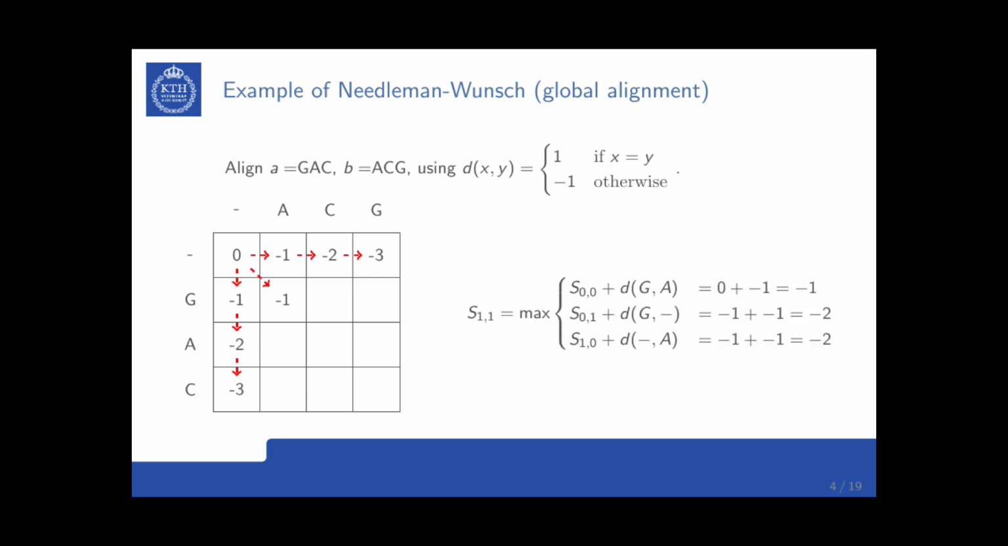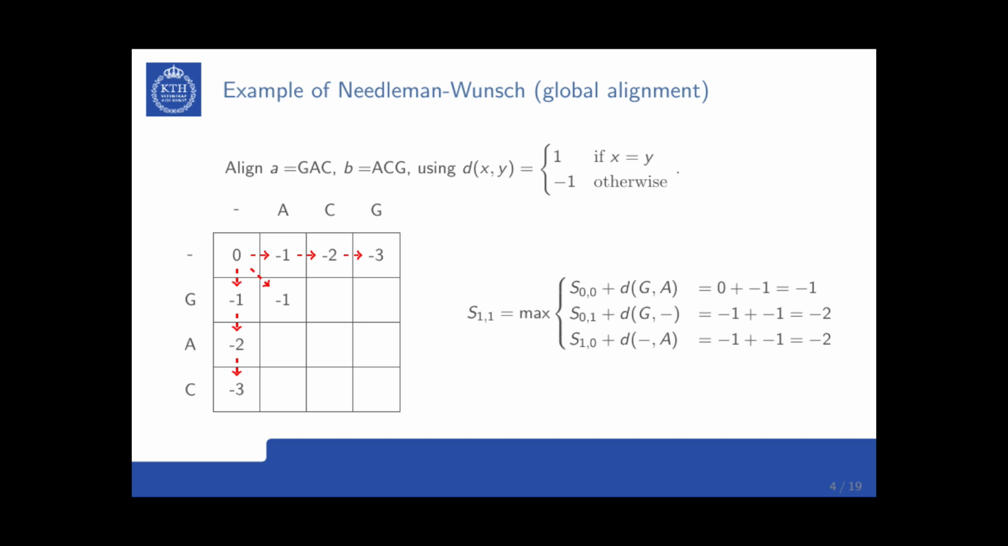Okay, so subsequently we move to the first element, S11, and the way we can calculate this is by looking at position S00, which has a score of 0, and we add the match or the scoring function of G to A. So from sequence A we take the first position, and from sequence B we take the first position, and that score would be -1. So the score of 0 plus -1 is -1.